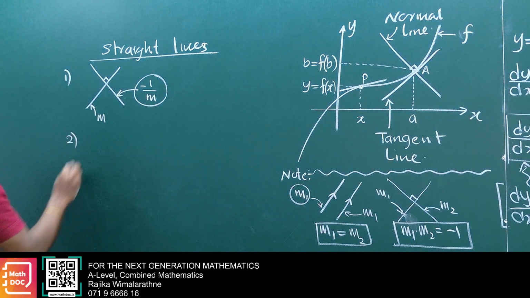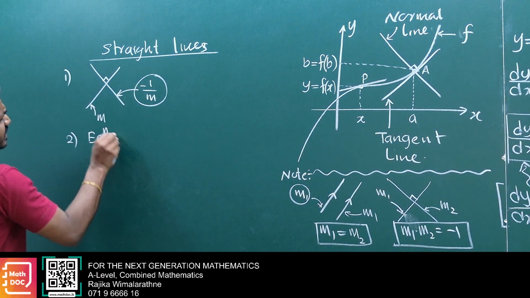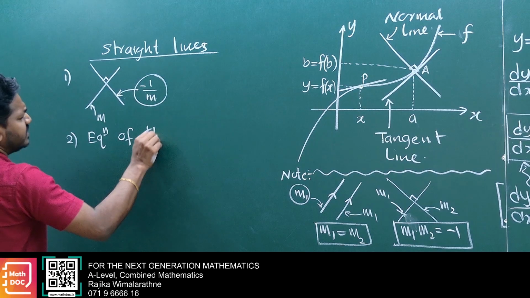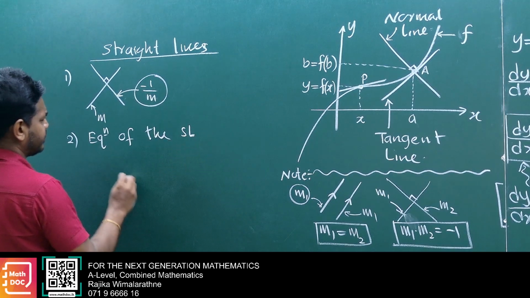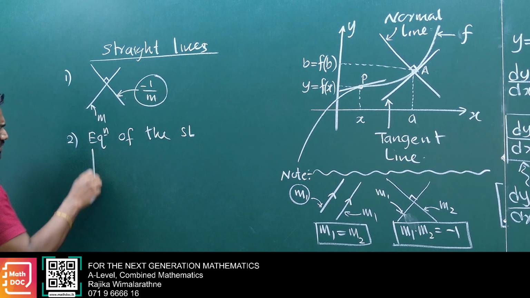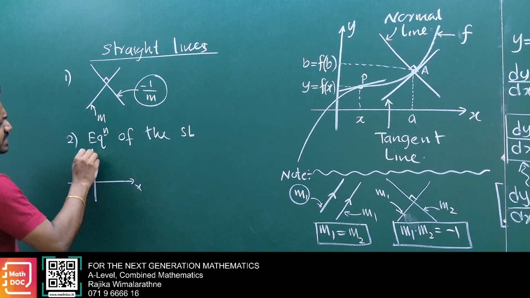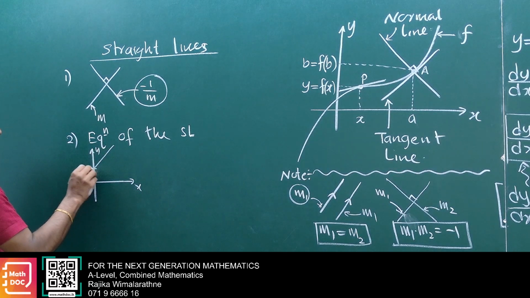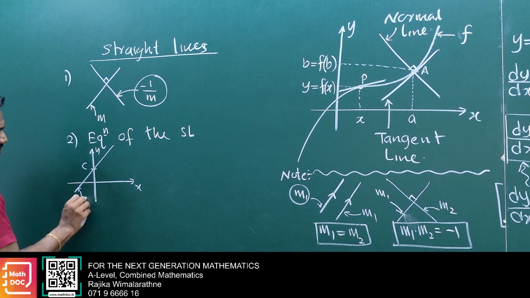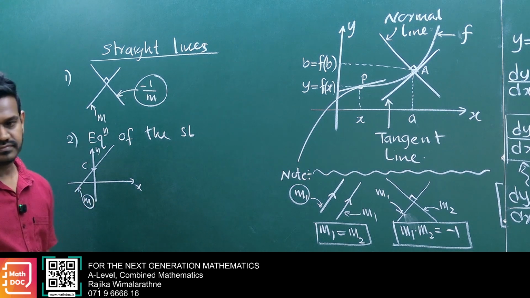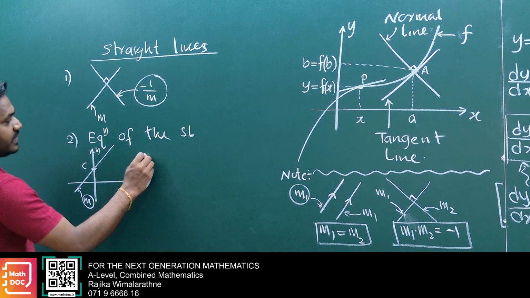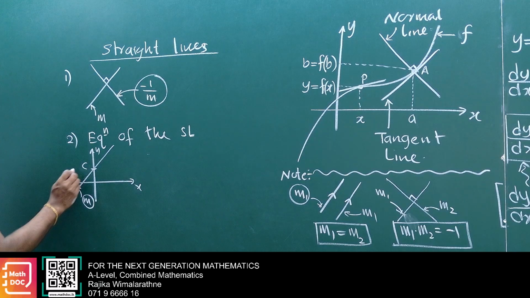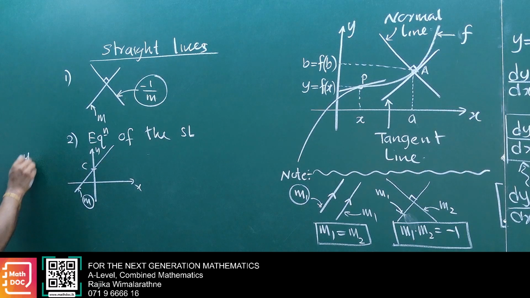Here, second case, equation of the straight lines. Then, when you consider here x-axis, y-axis, here we say y-intercept c, gradient m. Then in that case we write the equation y equals mx plus c.